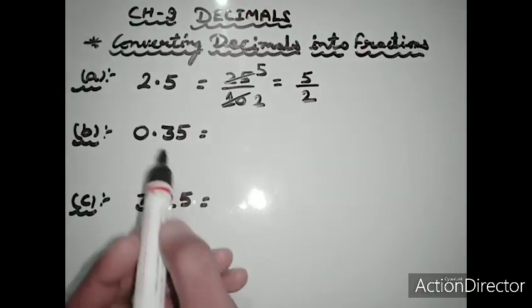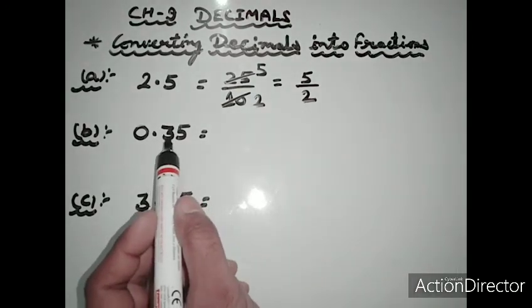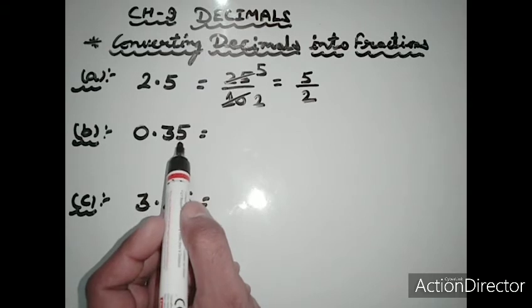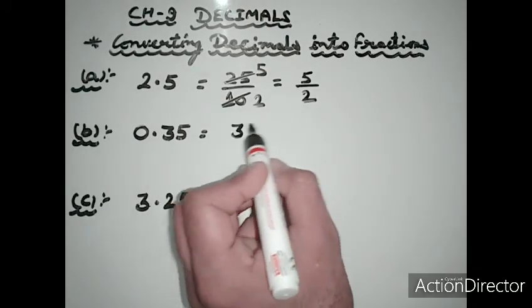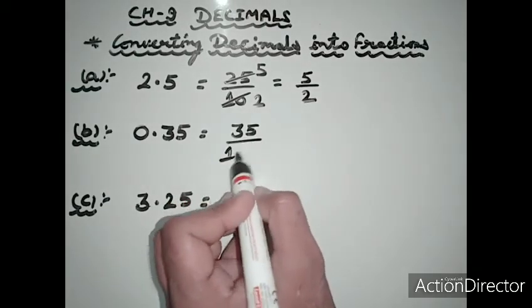Now the next example, what is the position of this 3 and 5 here? The maximum place of this 5 is tens, hundreds. So here we write 35 upon 100.